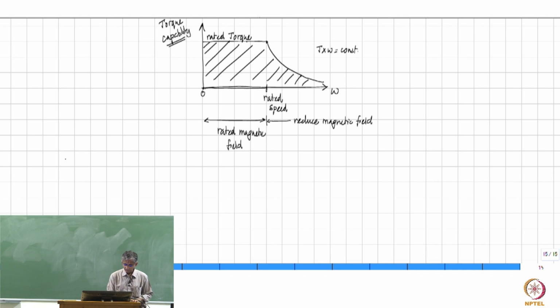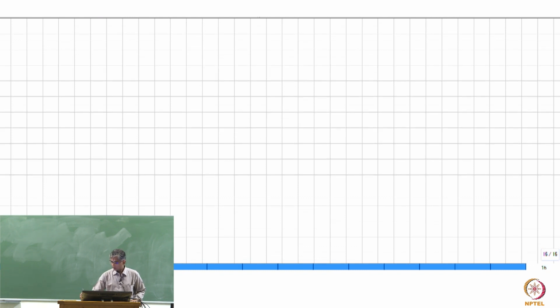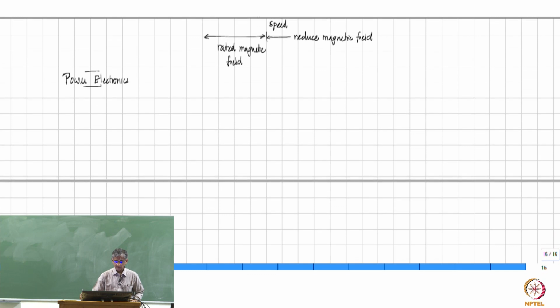So that is where the field of power electronics enters the picture. It is important, therefore, to understand how the philosophy of operation goes.